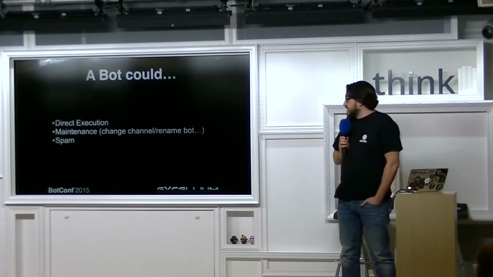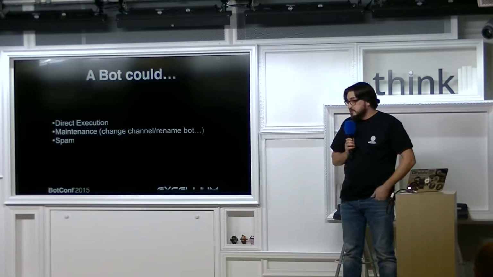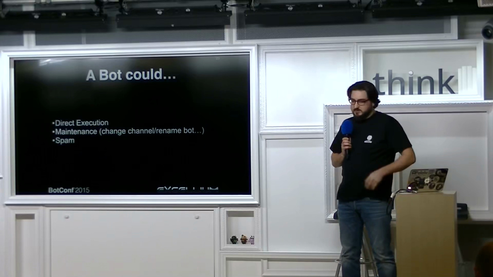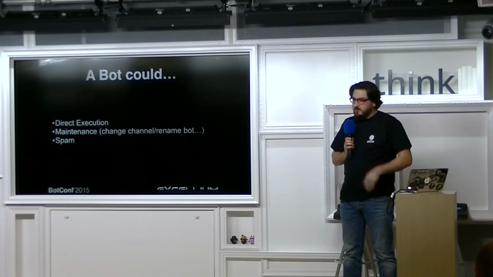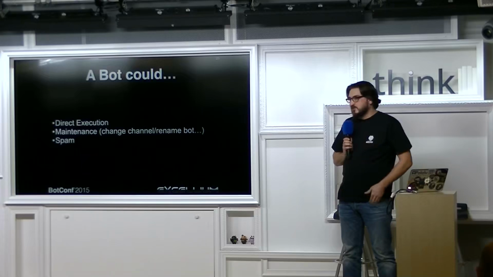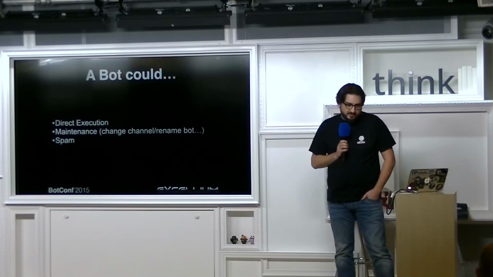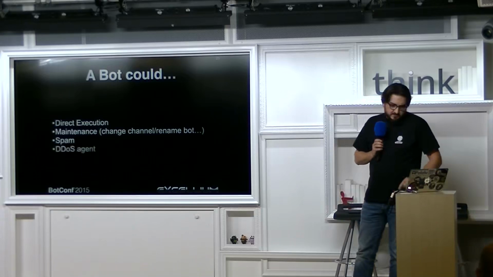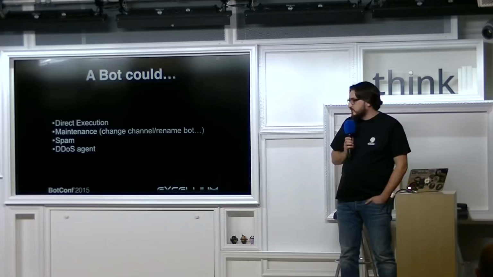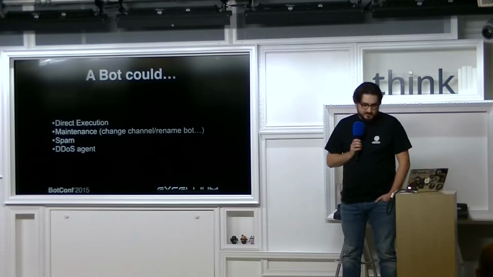You have some spam. It's really easy to send spam with that. So you have commands to tell it to send. You give a bunch of emails, a source, a subject, a body, and it sends a lot of spam. That's possible with this kind of botnet. And you have a DDoS agent. At least on most samples of the botnet, you have a DDoS agent.